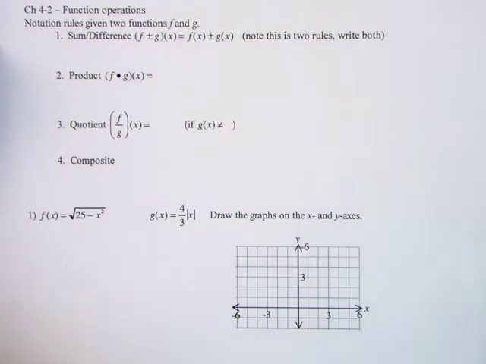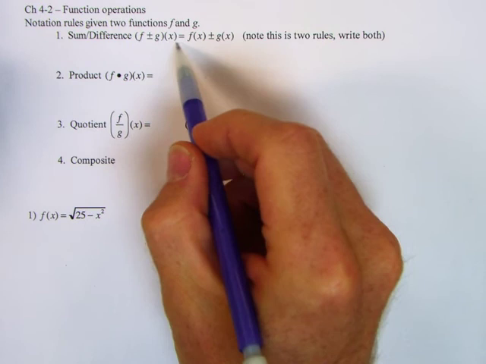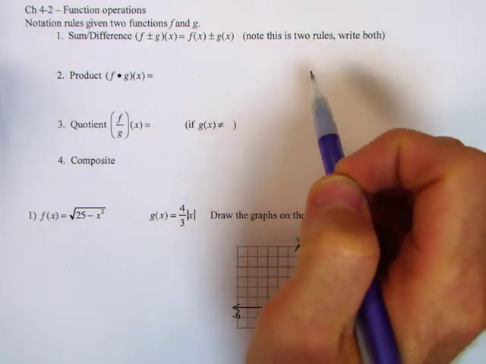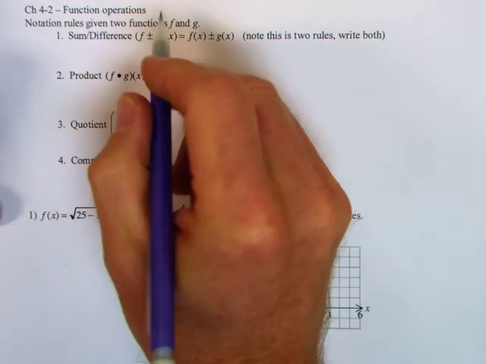4.2 Function operations. Here are some notational rules given two functions f and g. Sum and difference: f plus or minus g of x equals f of x plus or minus g of x. Note this is two rules. What I want you to do is write both of them. Try to do it right now before I do it.